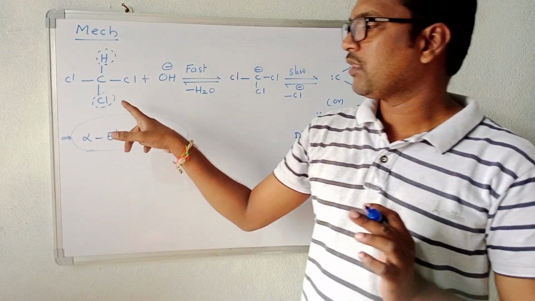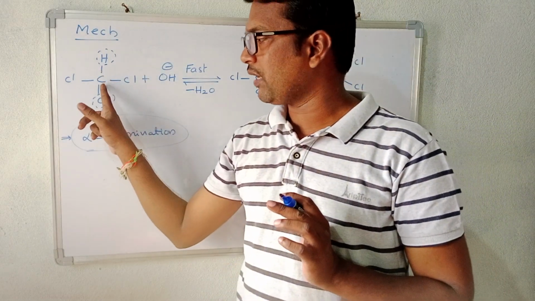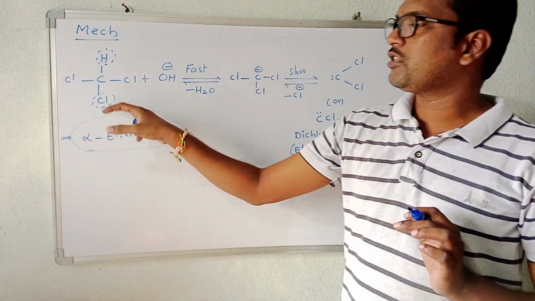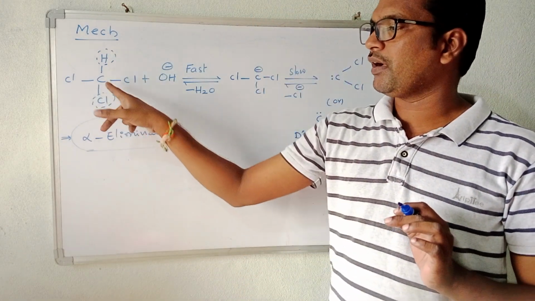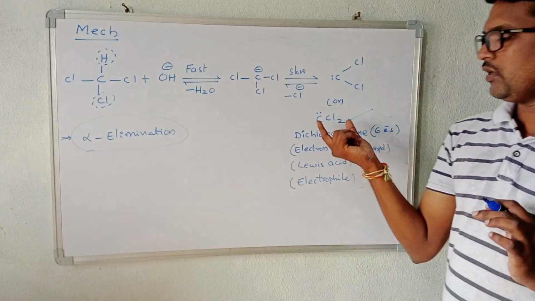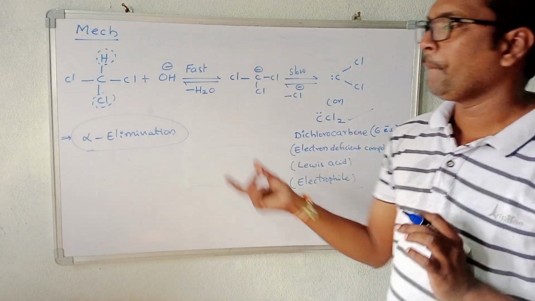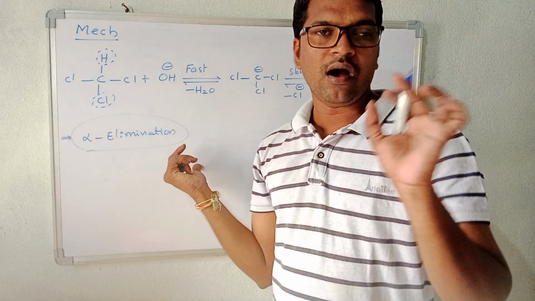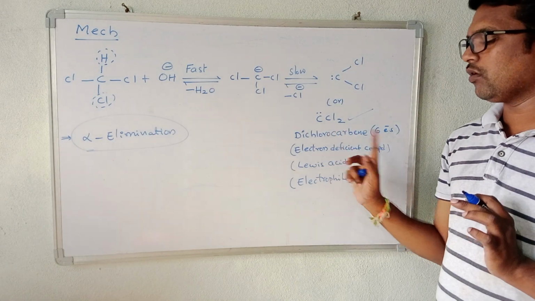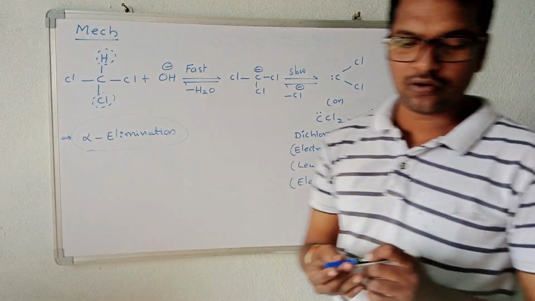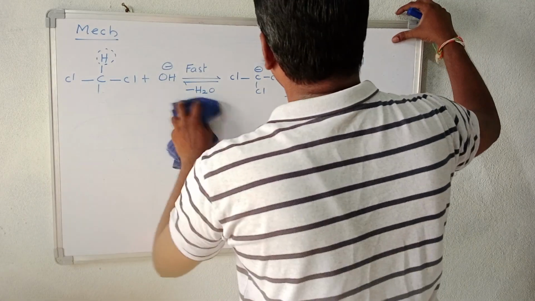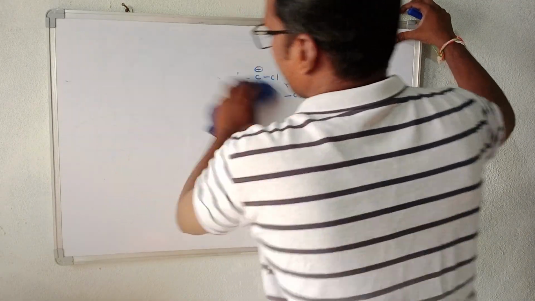Alpha elimination means two groups are eliminated from the same carbon atom. So here these two groups are eliminated from the same carbon atom. That's why it is called alpha elimination. So in the formation of dichlorocarbon, the elimination involved is alpha elimination, and in the Reimer Tiemann reaction, CCl2 dichlorocarbon acts as the electrophile. Now we can see how this electrophile can be substituted on benzene.